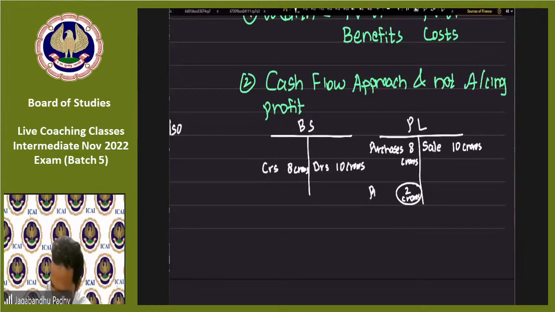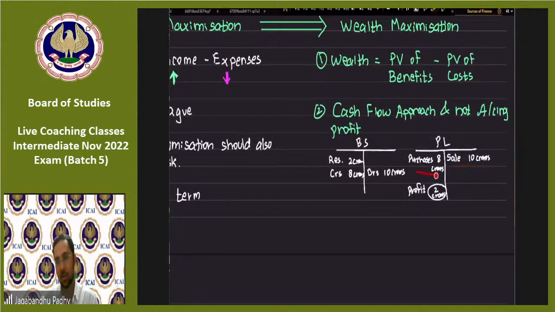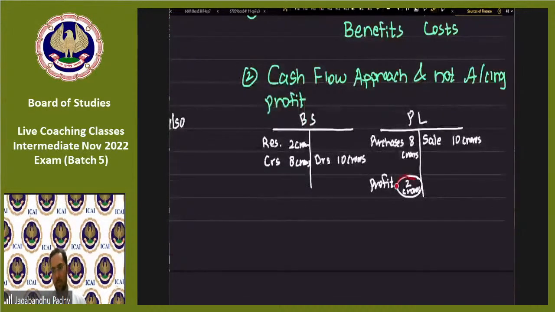And so this is our profit. Profit of 2 crores. So this 2 crore will come in our books as reserves. Right? Now tell me, have you really realized this profit? Sales on credit, purchases on credit, and you're having a profit of 2 crores. Have you really earned this 2 crores?